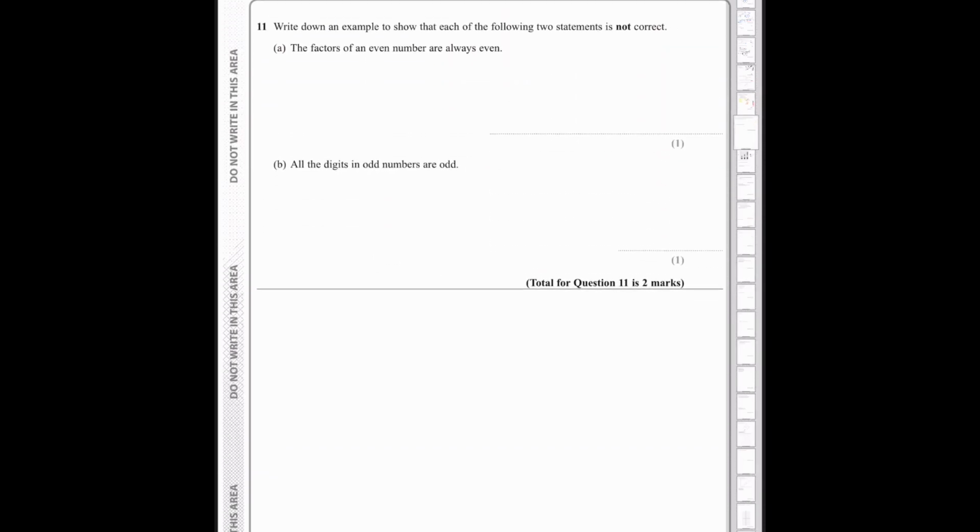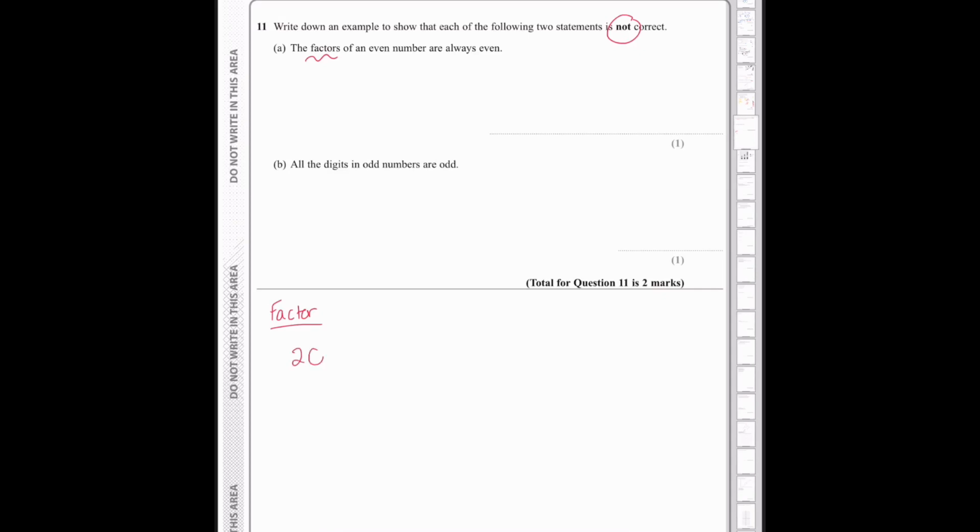Okay, question 11. Write down an example to show that each of the following 2 statements is not correct. The factors of an even number are always even. Right, so let's remember what a factor is. Let's write this down here. A factor is a number that goes inside another number. That's not a very good description, but in layman's terms, that's what it means.